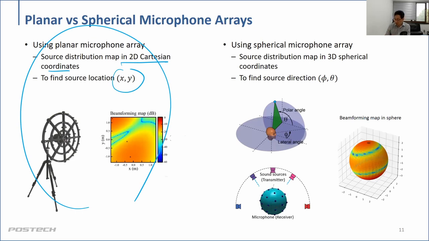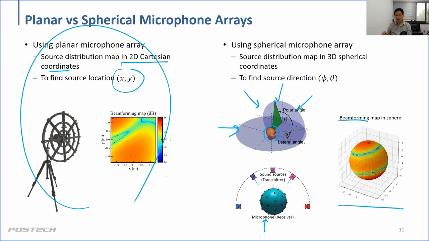In our case, say we are going to hear a lot of sound from outside. So we put the microphones on the surface of a sphere. It's a spherical microphone array, and we put speakers around it. We can do the same thing to build a beamforming map on the sphere, so we will get this kind of thing.